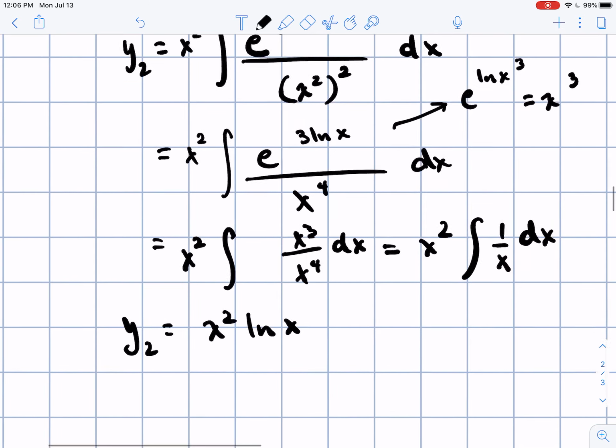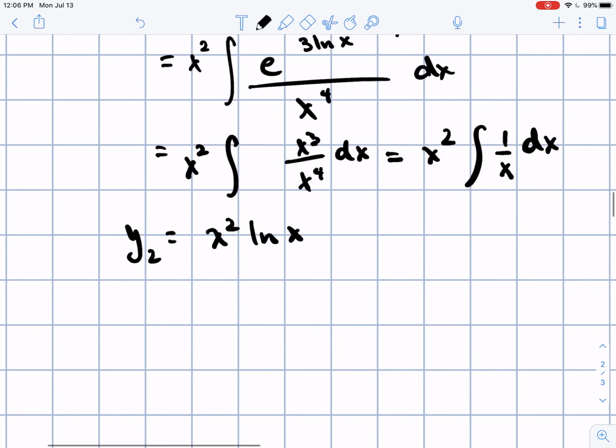Don't worry about the plus c, because now we can write our general solution, which is going to be y equals c1 y1, which was x squared, plus c2 y2, which is x squared ln x.